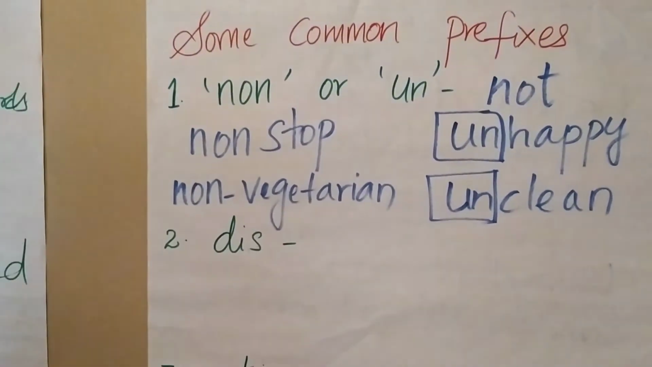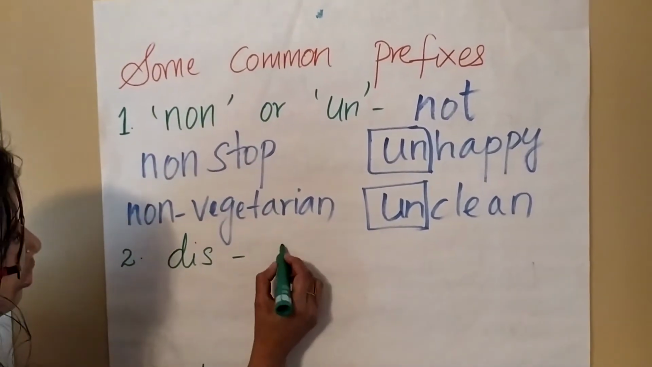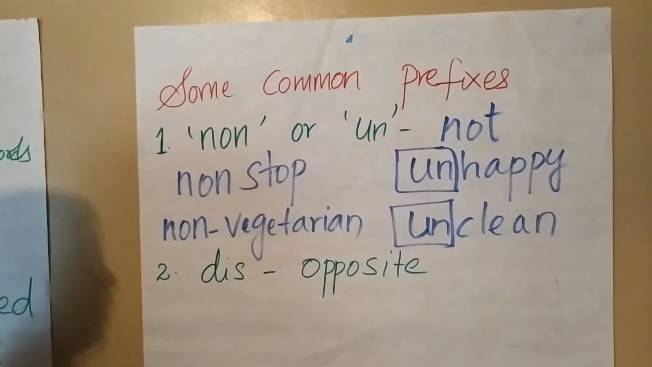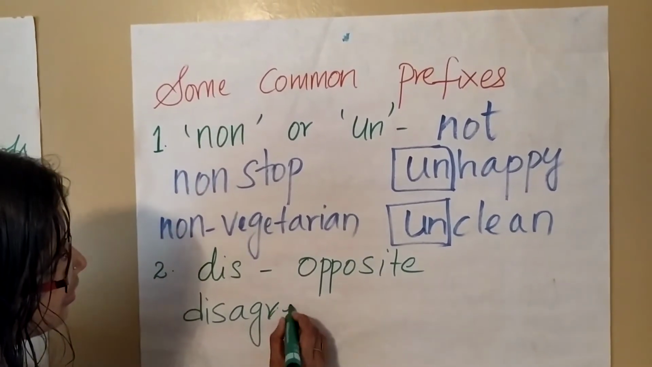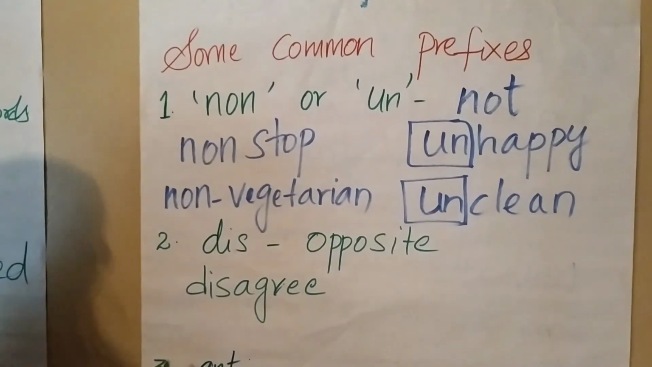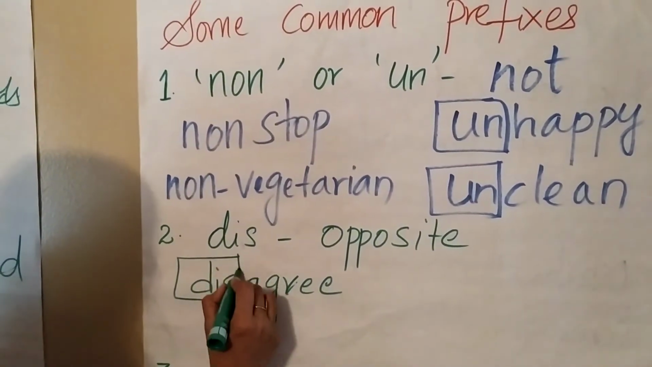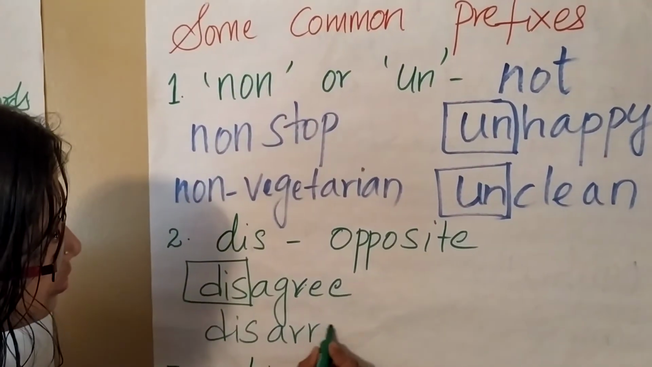Now look at this word dis. Dis, which means the opposite. Like for example, a very common thing, disagree, right? So we agree, and when we don't, the opposite is disagree. That's the prefix. Then disarrange.